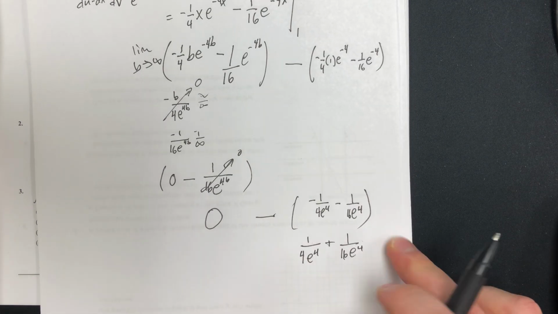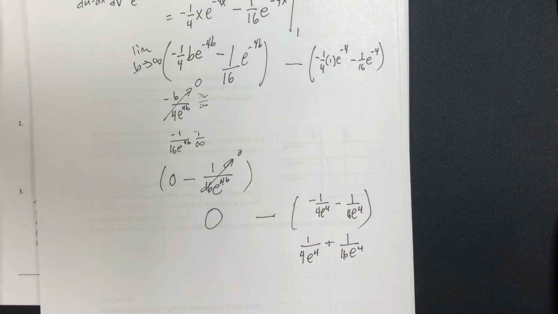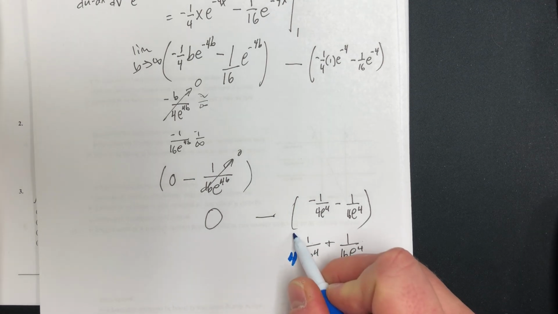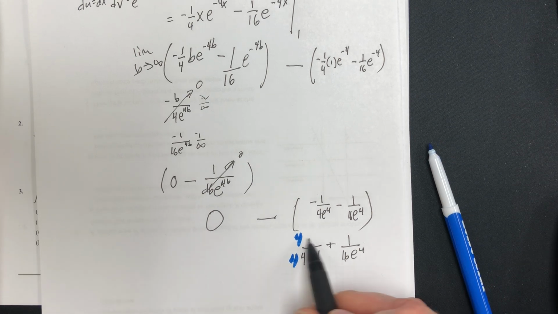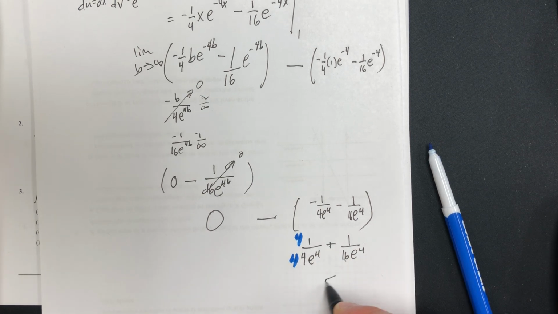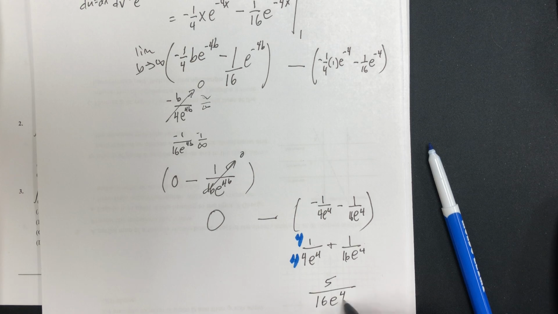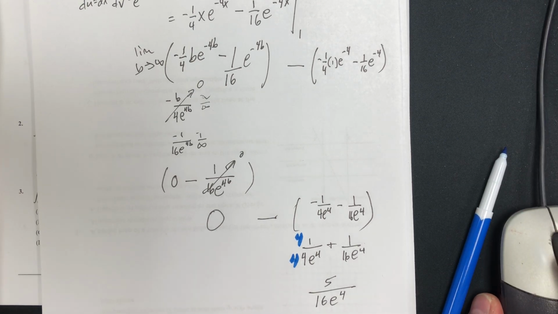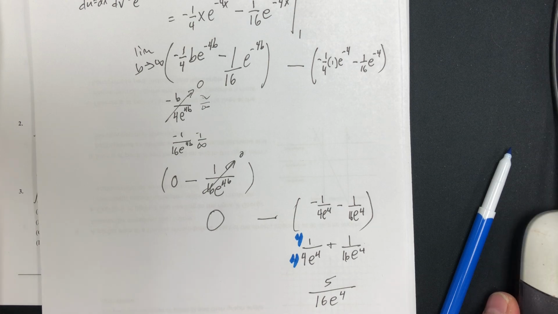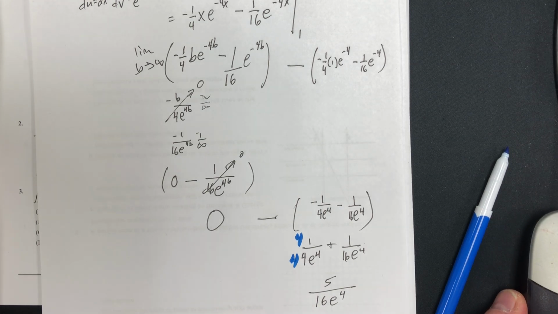To get these together, I'm going to use a common denominator because I want to get them both to be 16. So 4 times 1 is 4, plus 1 is 5/16e to the 4th. And I am going to go check my answer with AP Classroom because I do not trust myself to do these.